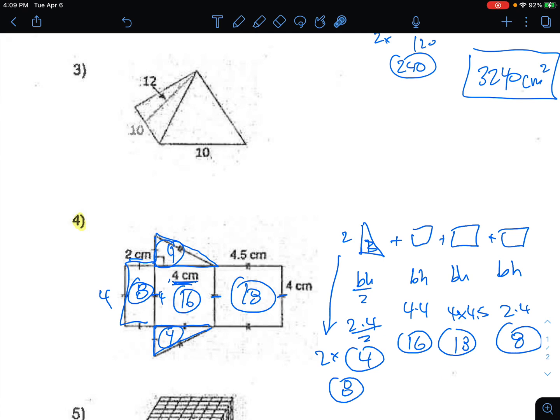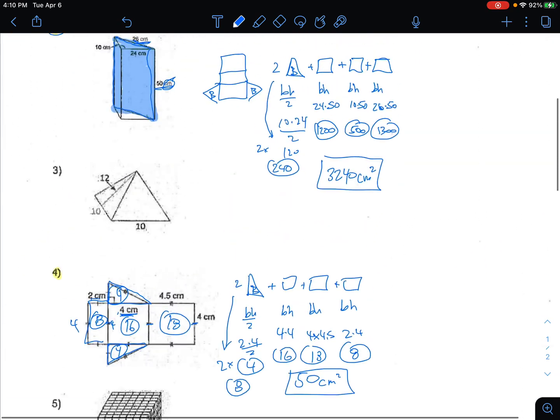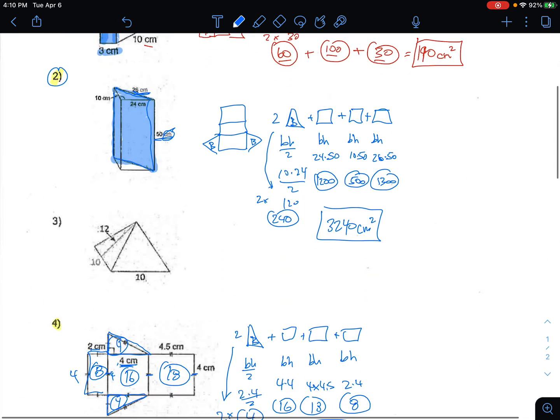Hopefully I didn't make any kind of grave error. All right, 50 what? 50 centimeters square, because we're talking about area. And that is how you do some of these problems. Go ahead and try some on your own.